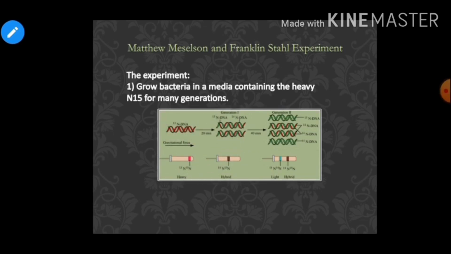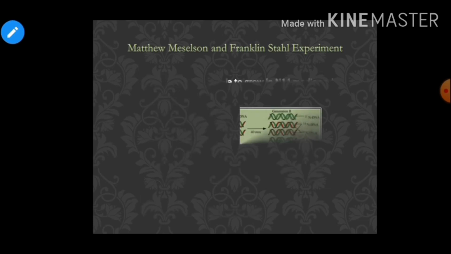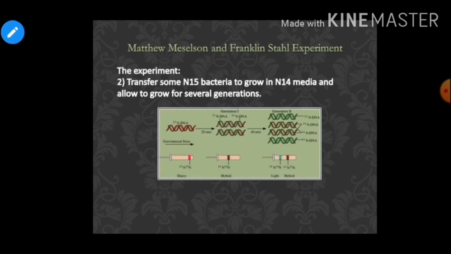The very first step: grow bacteria in a media containing the heavy N15 for many generations. As a result, all the bacteria have N15 in their DNA. The second step is to transfer some N15 bacteria to grow in N14 media and allow them to grow for several generations. The result is that the DNA of newly divided bacteria will have N14 instead of N15.